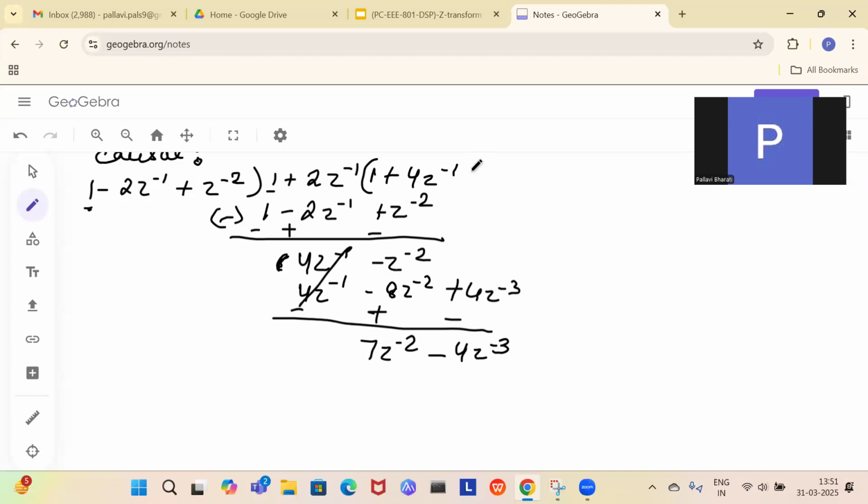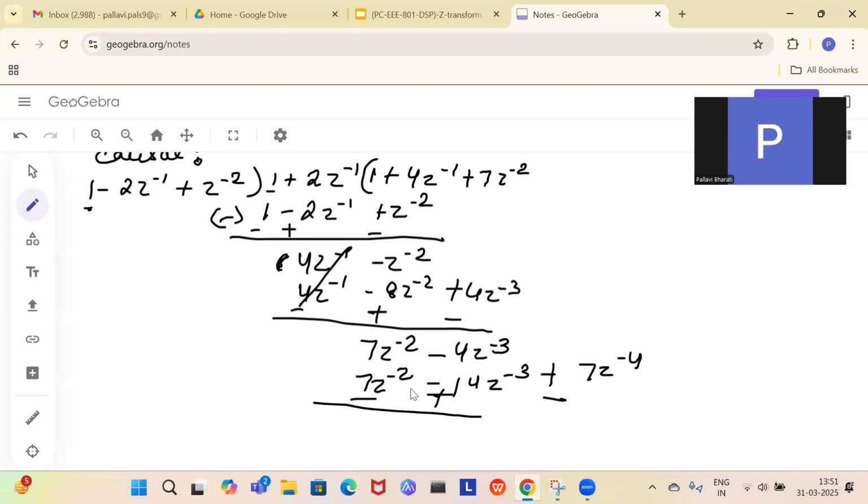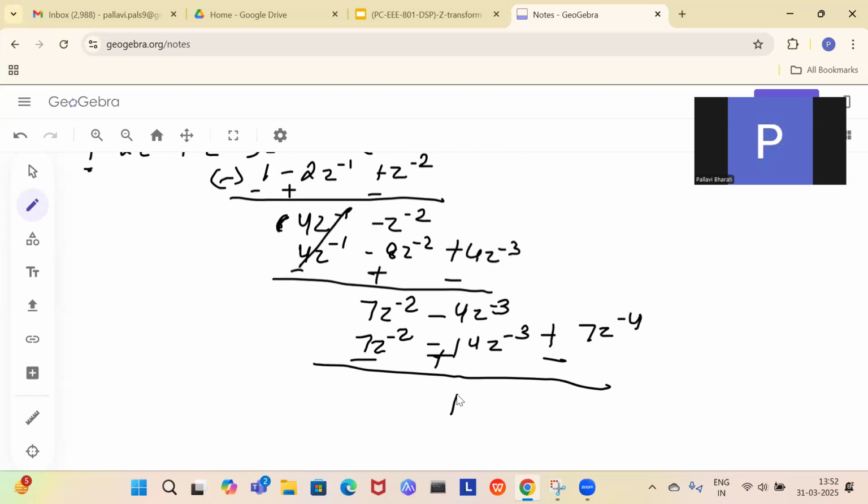Now again over here you are having this 7z to the power minus 2 and this is 1. So you need to multiply it with positive 7z to the power minus 2. Again we will be getting over here 7z to the power minus 2 and then multiply those 7z to the power minus 2 with this one. So what you are getting is minus 14z to the power minus 3 and plus 7z to the power minus 4. Again, change the sign. So this is going to be 10z to the power minus 3 and minus 7z to the power minus 4.